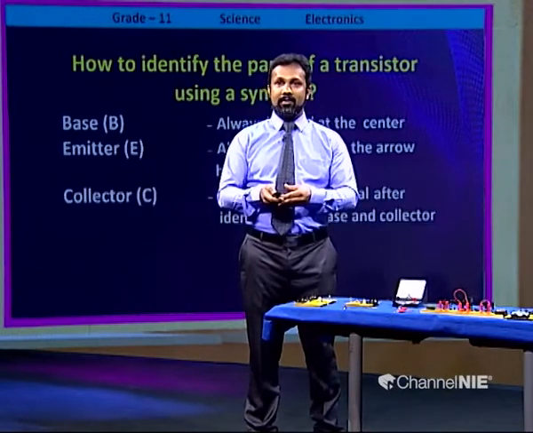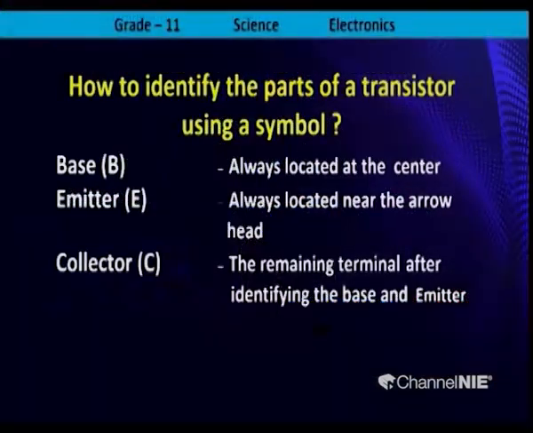Next part is collector. Then, do you know how to identify the collector? Yes, it's very easy. Why do I say so, my dear children? Because once we identify the base and emitter, the remaining terminal is collector. Then the arrowhead is there. You can identify an arrowhead here.